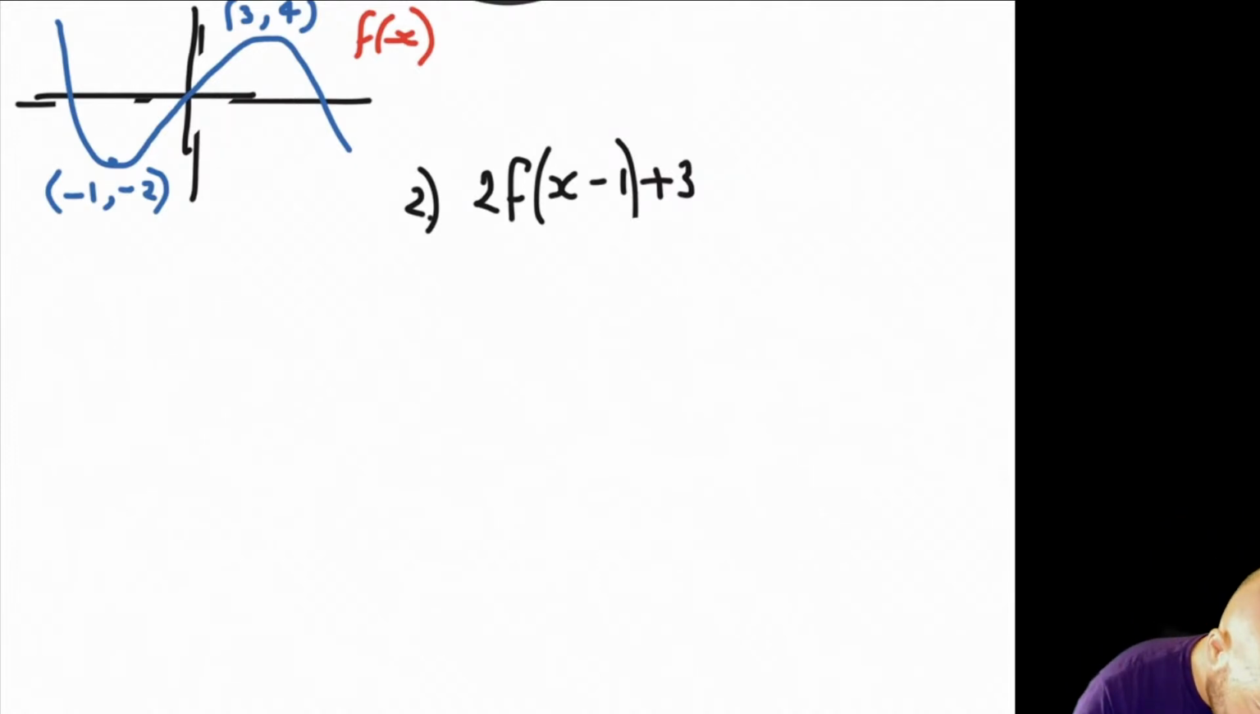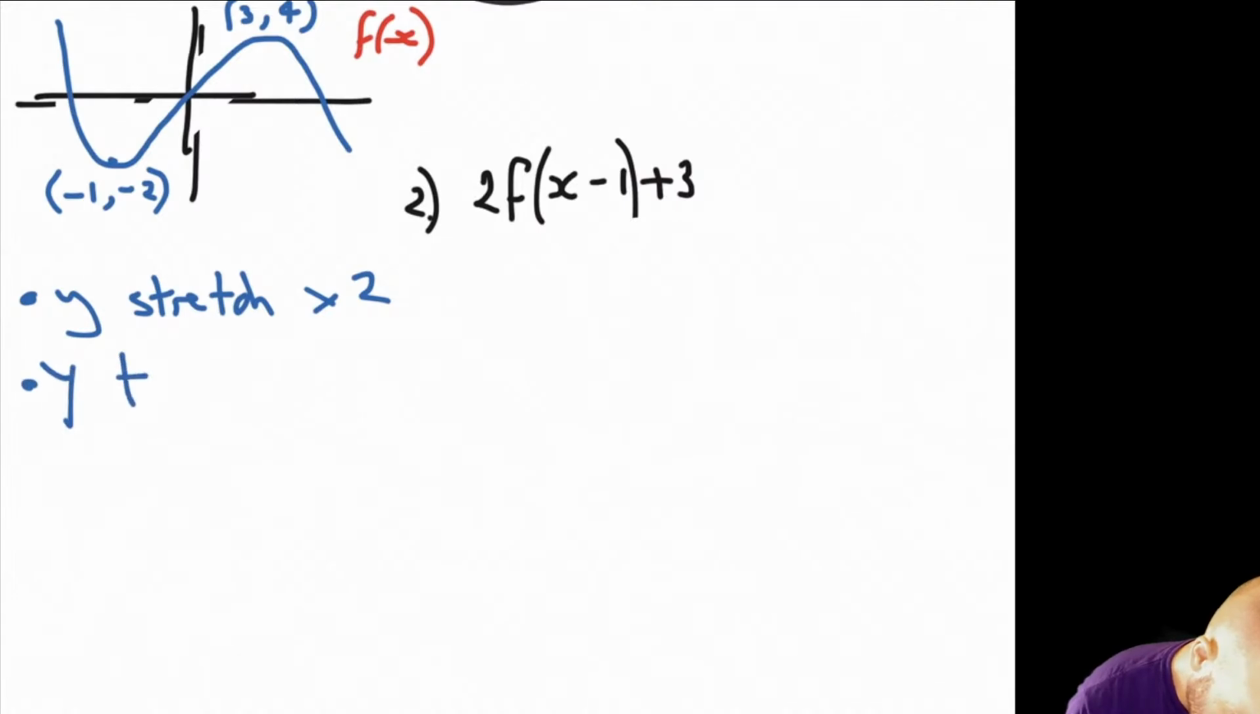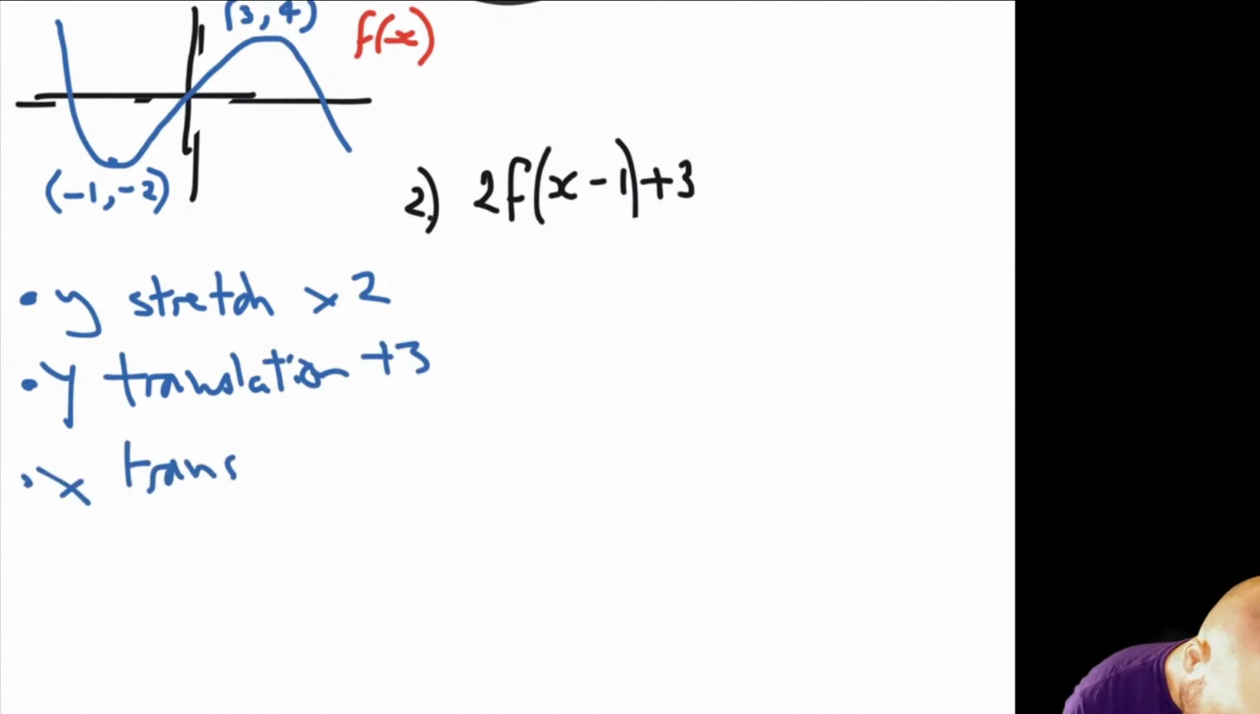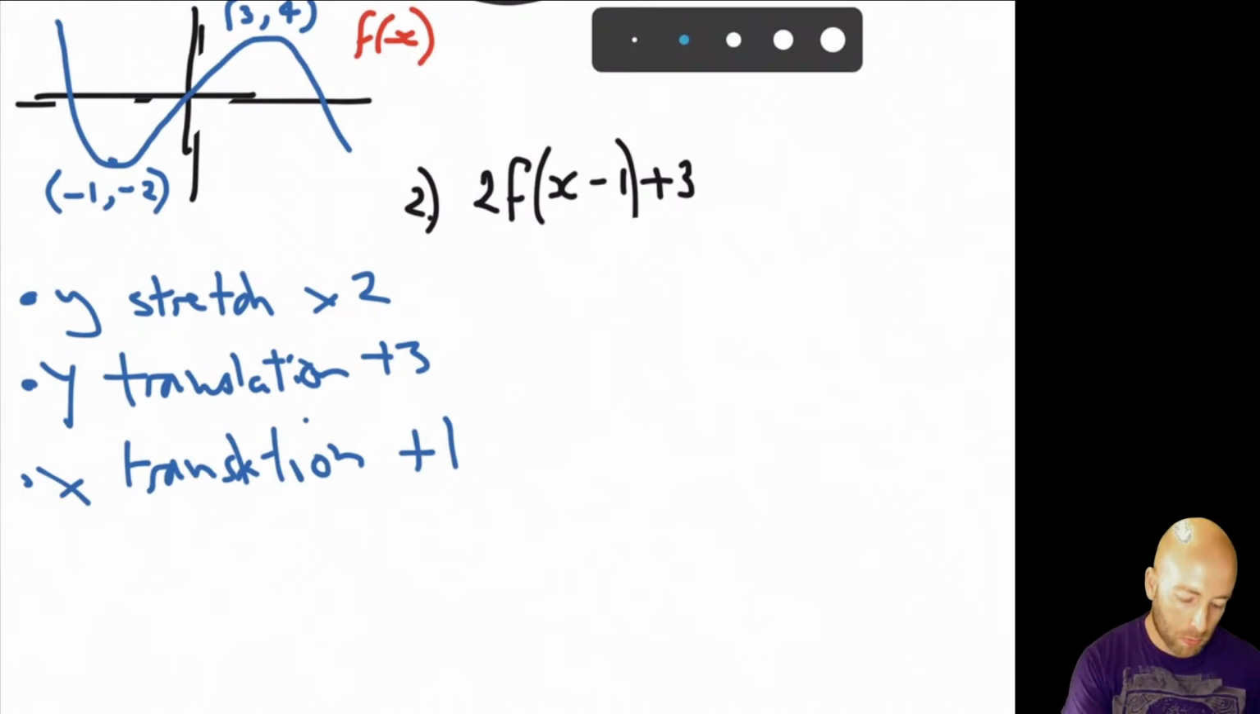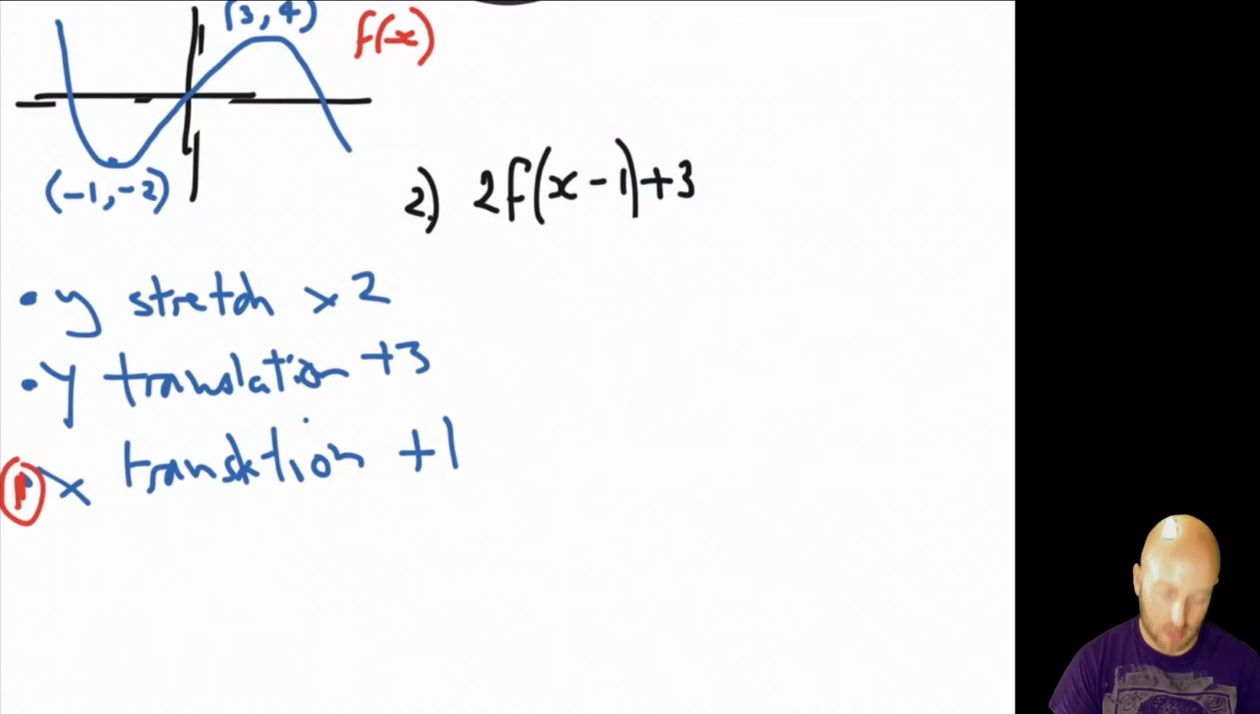So again, let's make a list of our transformations. So we have a y stretch times 2. We've got a y translation plus 3. We've got an x translation. It does the opposite. Remember, if it says -1, we're going to +1. So again, the x one doesn't matter when we do it. We could do it first, last, or in the middle. Doesn't matter. So I'm going to do the x one first because there's only one x. It's not going to affect anything.